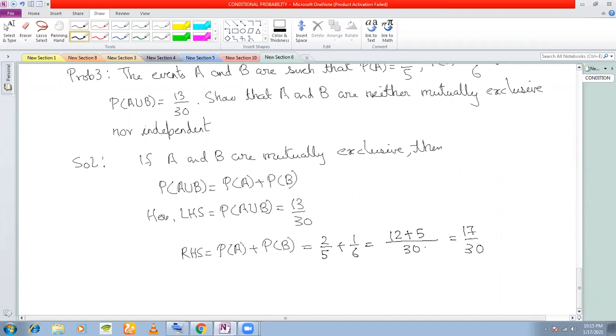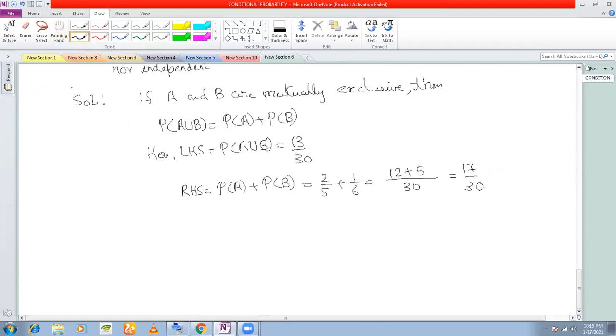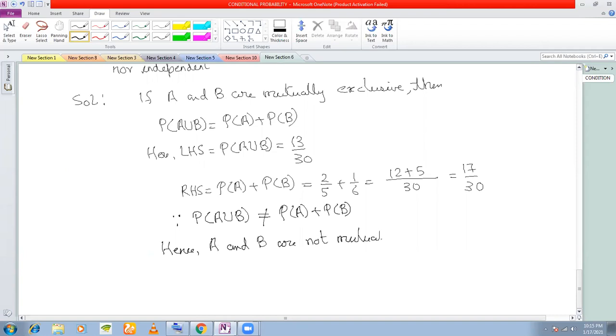Is the left hand side equal to the right hand side? Tell me. Since P of A union B is not equal to PA plus PB, right? Hence A and B are not mutually exclusive. That's it. The first part is over. You have shown that A and B are not mutually exclusive.